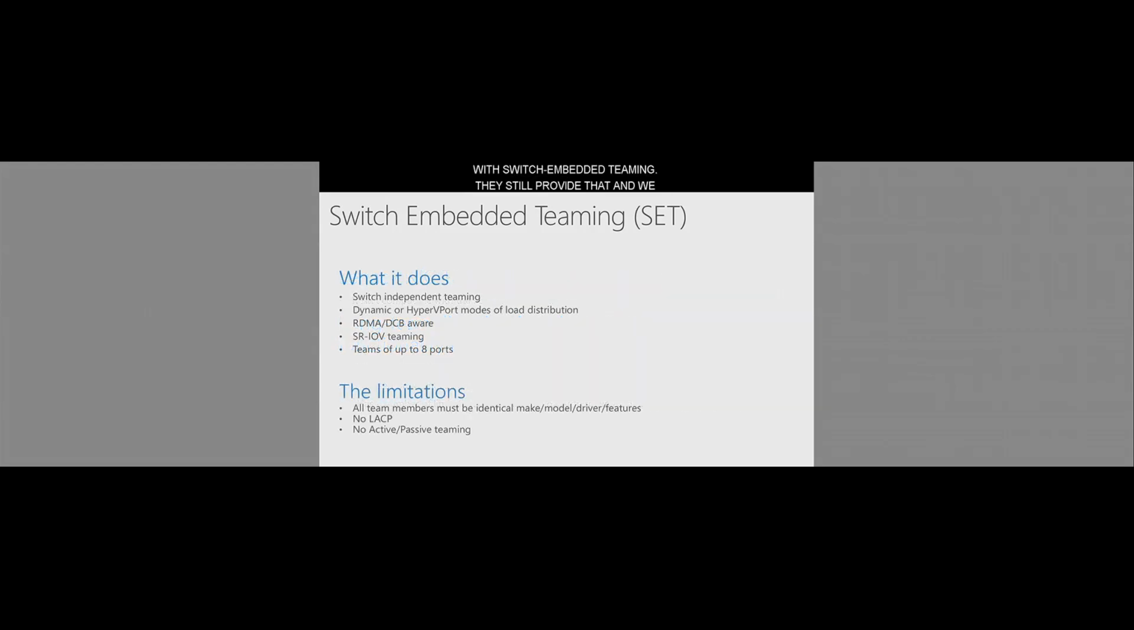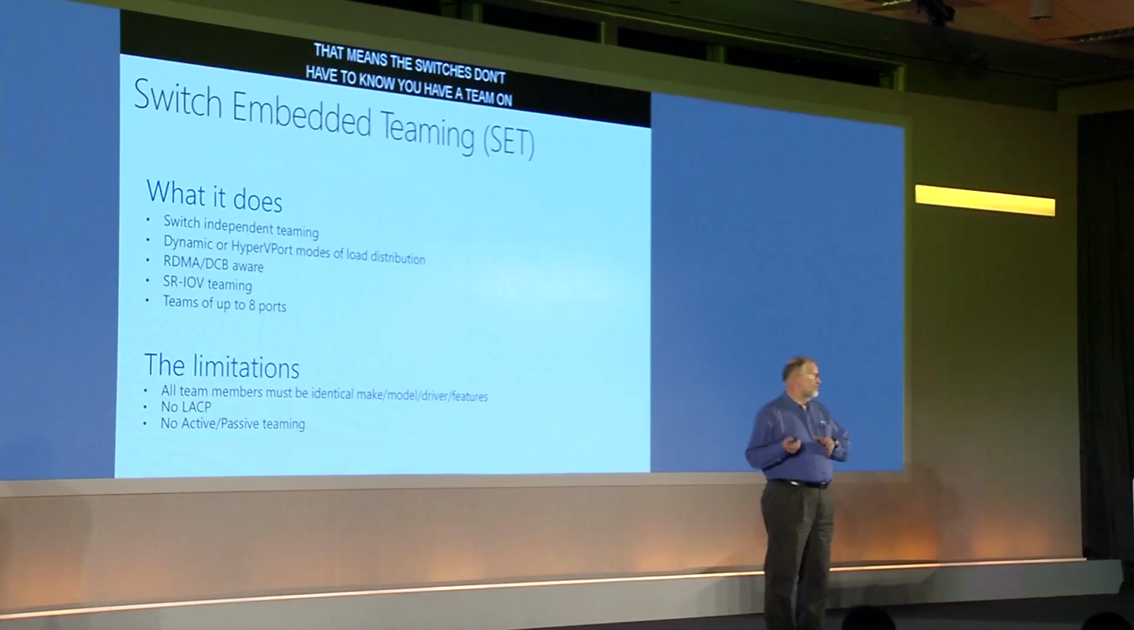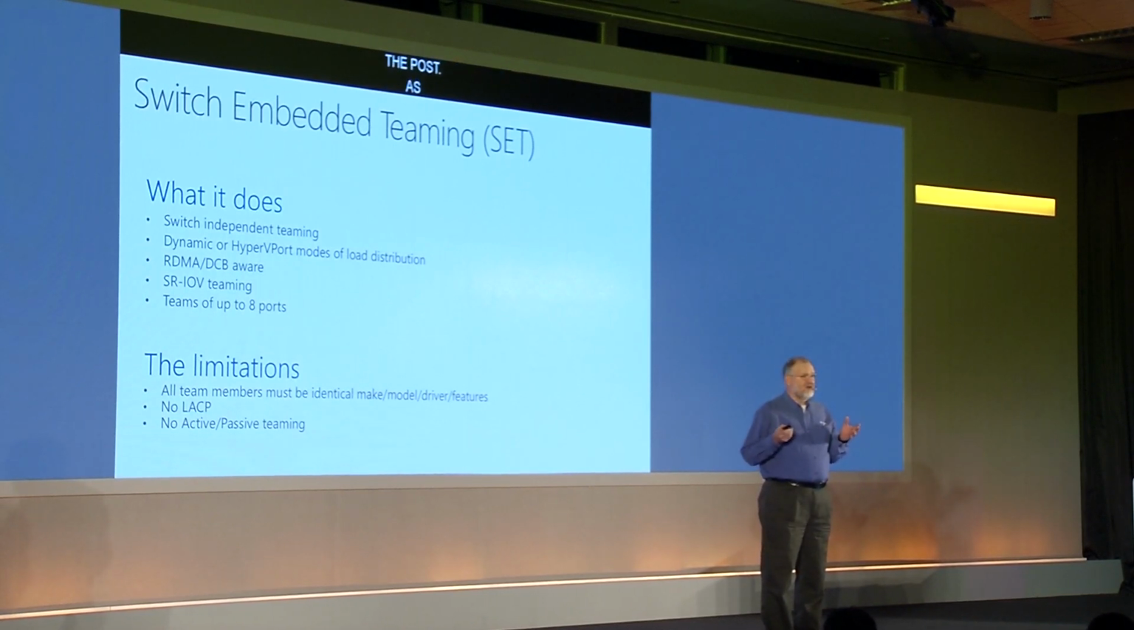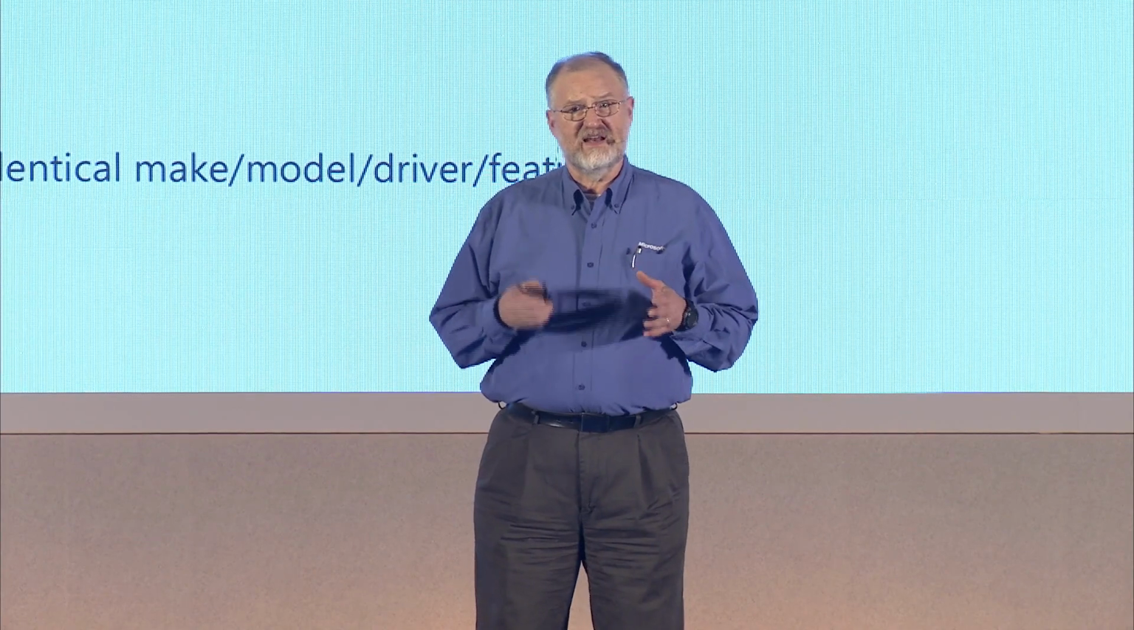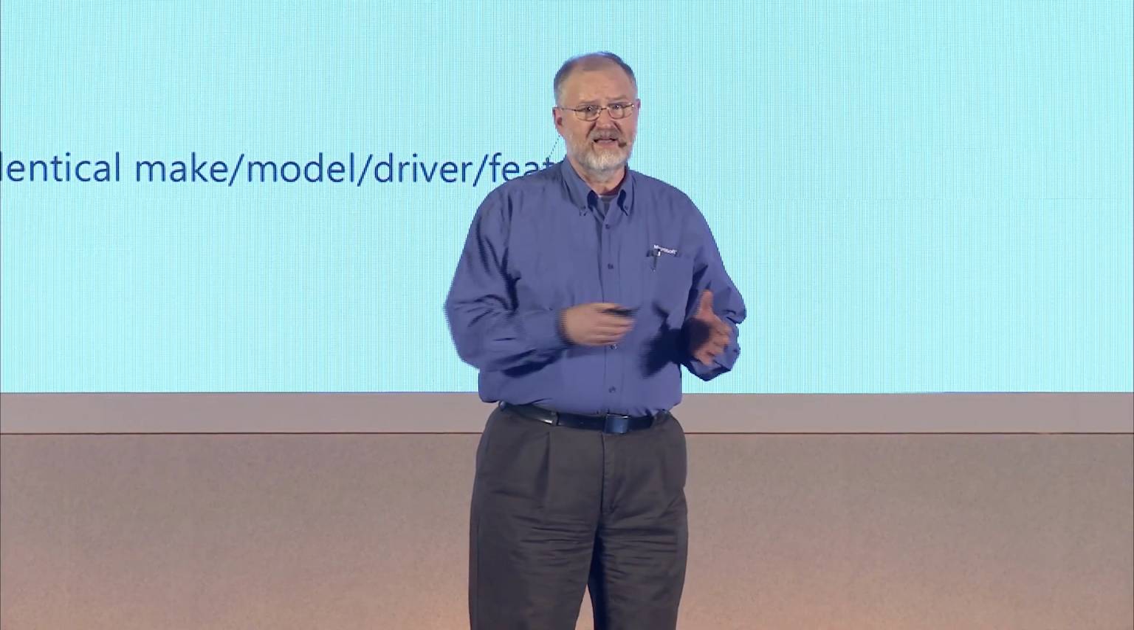So what it does is switch independent teaming. That means that the switches involved don't have to know that you have a team on the host. It does dynamic and Hyper-V port modes. We recommend Hyper-V port mode now because as we move to faster and faster ports, if I'm teaming a couple of 25 gig NIC ports, then I don't need the same services that I did when I had a bunch of 1 gigabit per second NICs.